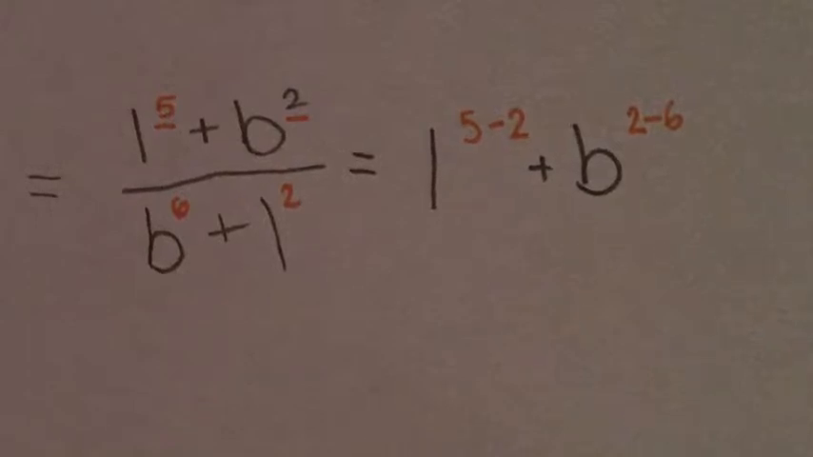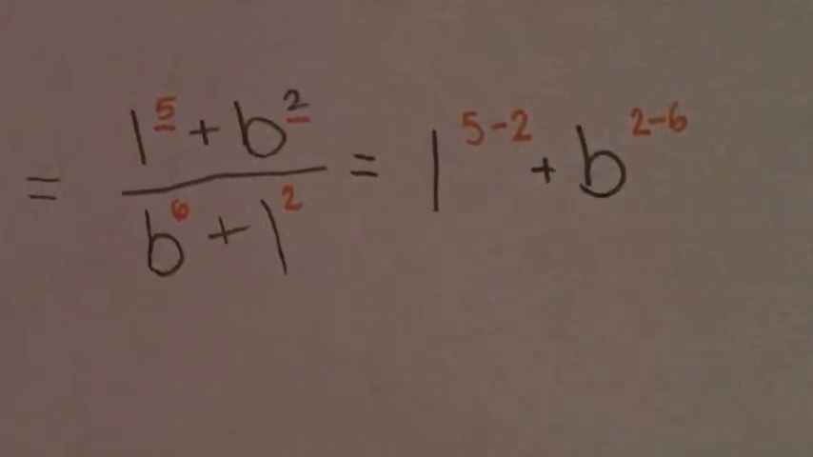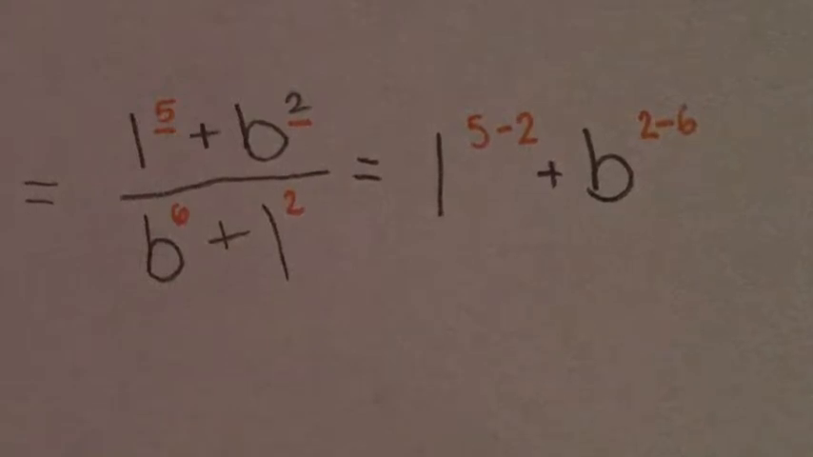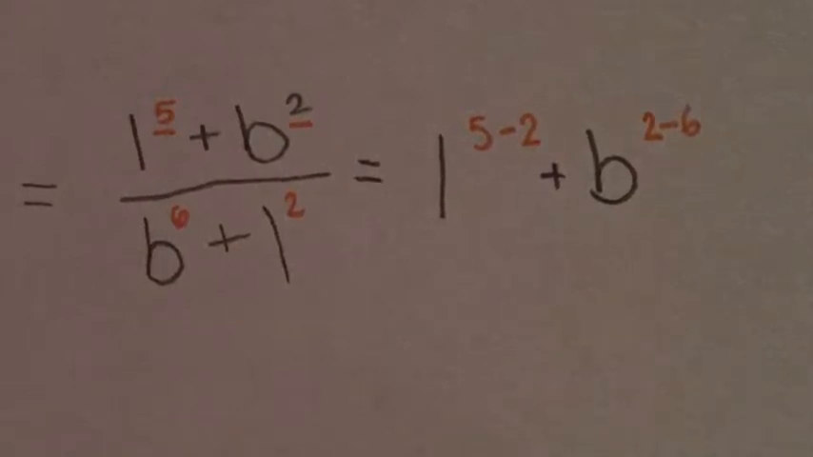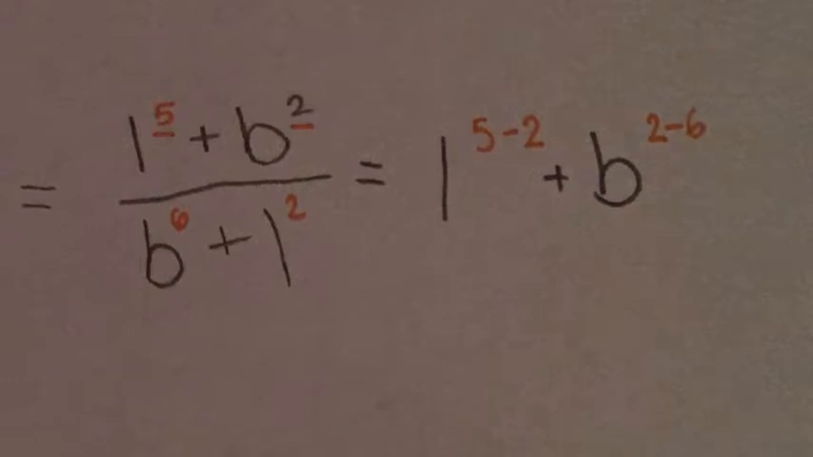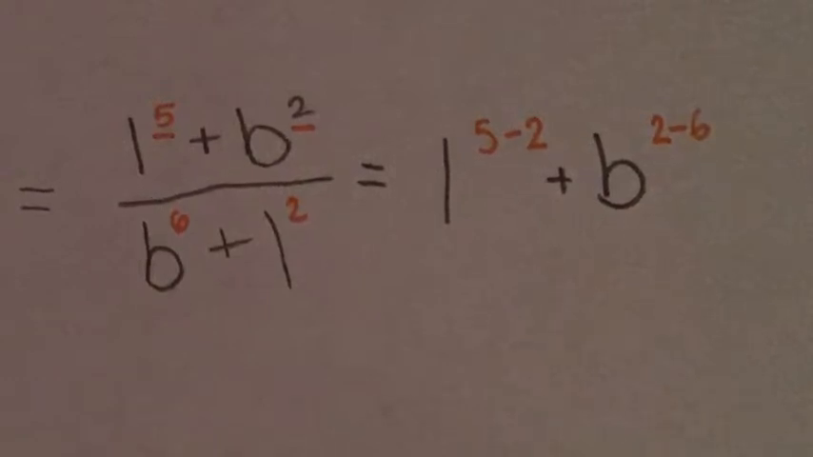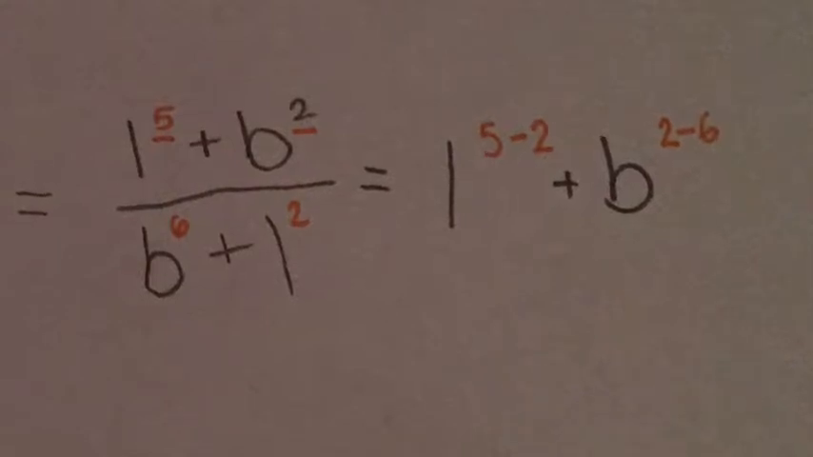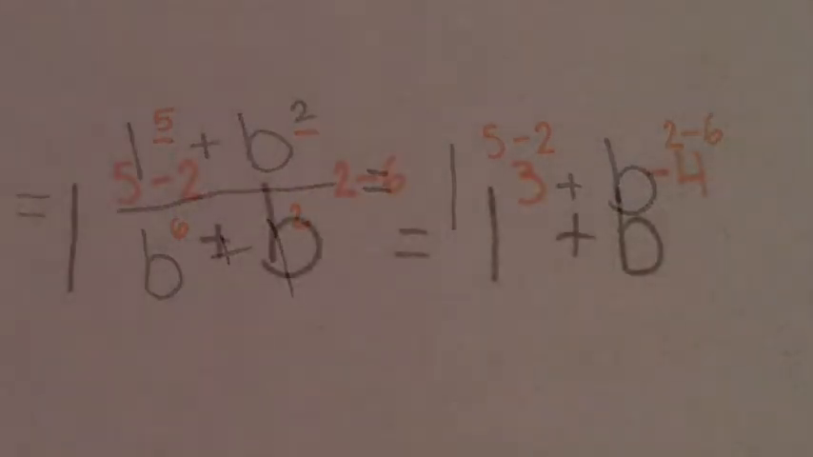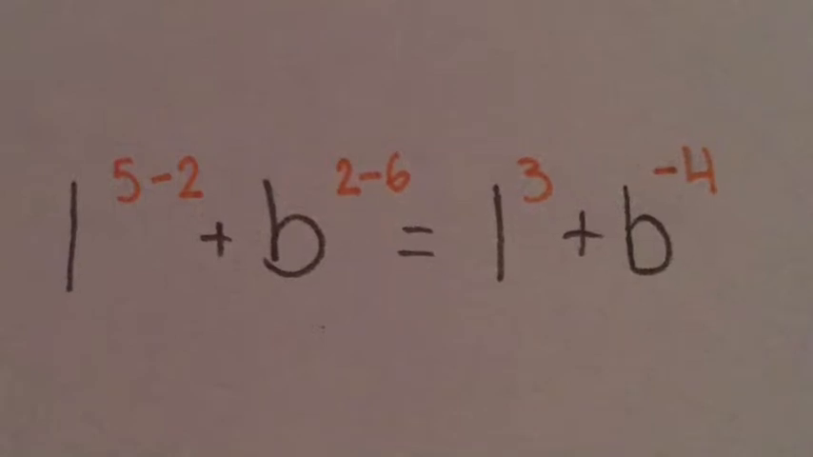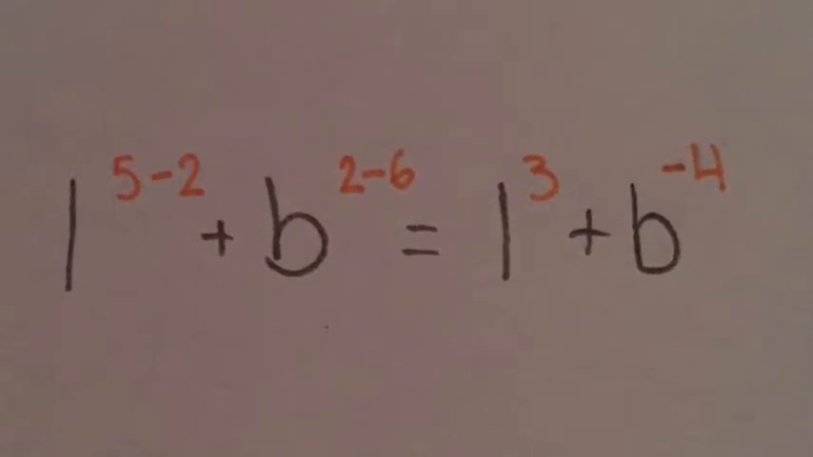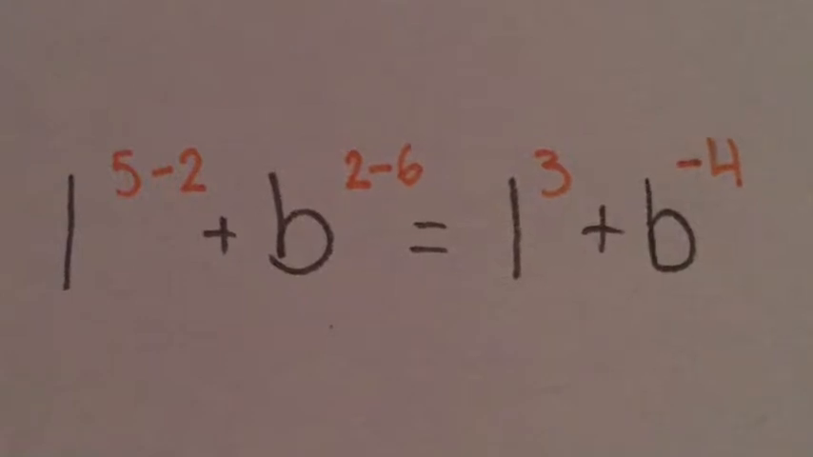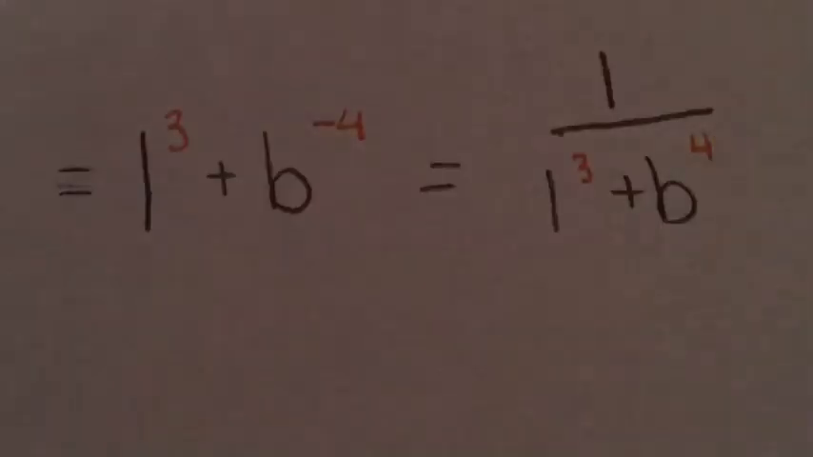You're going to take the same bases and subtract their exponents. I'm taking the bases of 1 and I'm subtracting their exponents, 5 minus 2. Then I'm taking the bases of b and I'm subtracting their exponents, 2 minus 6. If you subtracted your exponents properly, you should get the solution 1 cubed plus b to the negative 4.